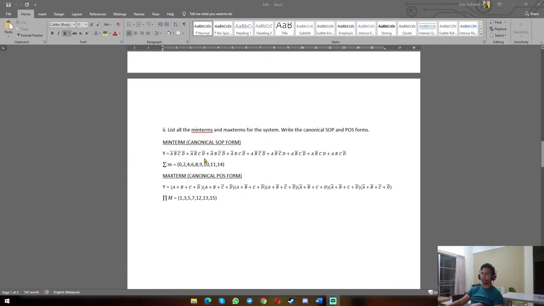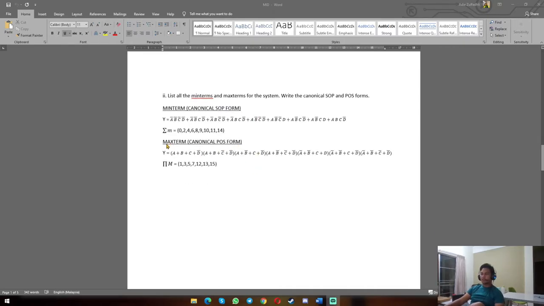So next, maxterm canonical POS form. Okay, before that, what is the meaning of SOP form? SOP form is sum of product, and we can see this, the product of A bar, B bar, C bar, and D bar, and then plus with the other product equation, meaning this and this we add to each other, and that's why we call it SOP form, sum of product form.